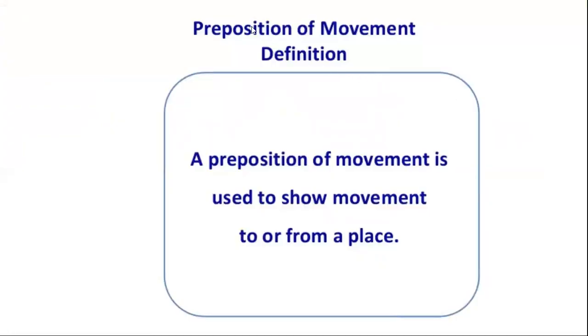Next, we are going to see prepositions of movement. What is meant by preposition of movement? Movement means from one place to another. So, a preposition of movement is used to show movement to or from a place. So, movement means just moving to or from a place. So it is a moving.